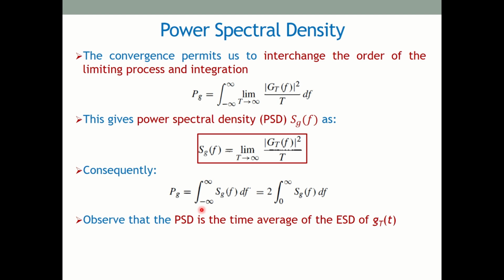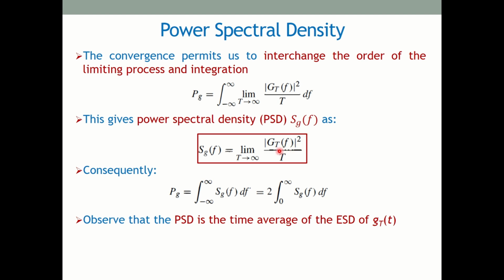If it's a symmetric signal, we can integrate it from 0 to infinity, and the power would in that case be twice because of the negative terms being removed. Observe that the PSD is the time average of ESD of GT. So from here, this is the power spectral density. It's the time average of the energy spectral density.